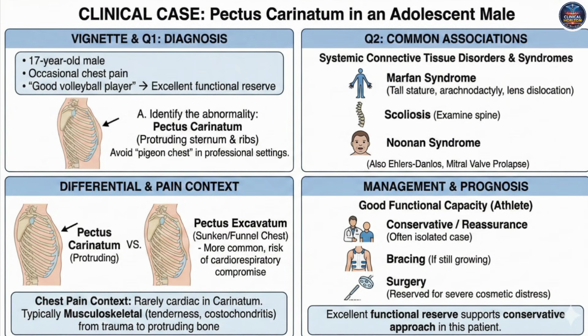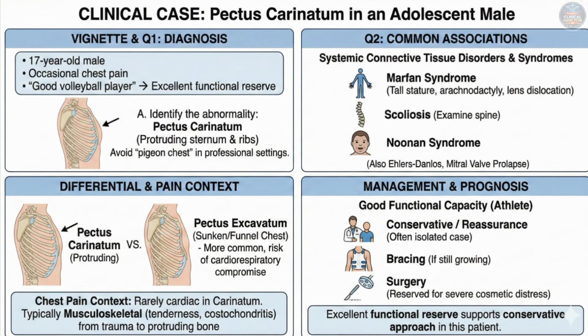Interpreting the chest pain. The vignette mentioned occasional chest pain. If the examiner asks you if this pain is cardiac, say no. In pectus carinatum, the chest pain is rarely due to heart compression. It is almost always musculoskeletal pain, tenderness over the protruding bone due to trauma or costochondritis.